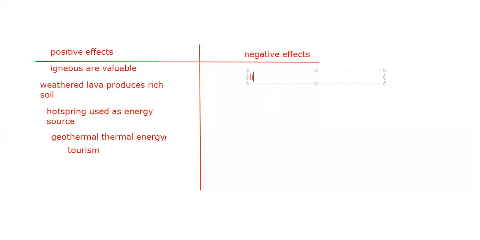Now, of course, the first one that we would think of is lives lost, right? We know volcanic activity causes loss of life. Another negative effect is when the ash and mud from the volcanic eruption mix with rainwater or snow. Fast moving mud flows are created.